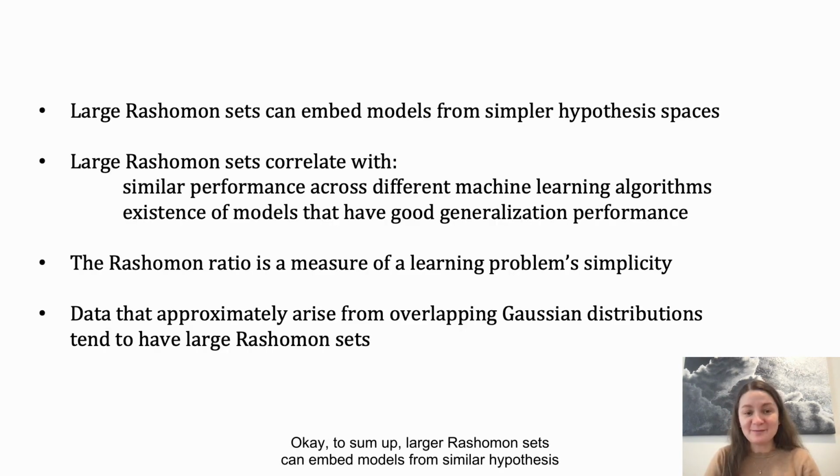Okay, to sum up, larger Rashomon sets can embed models from simpler hypothesis spaces, and then these models will have good generalization guarantees. We show that theoretically. Empirically, we observed that larger Rashomon sets correlate with similar performance across different machine learning algorithms of different complexity, as well as their test performance. The Rashomon ratio is a measure of learning problem simplicity, and data that approximately arise from overlapping Gaussian distributions tend to have larger Rashomon sets.